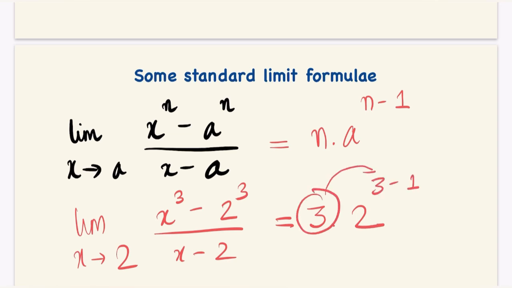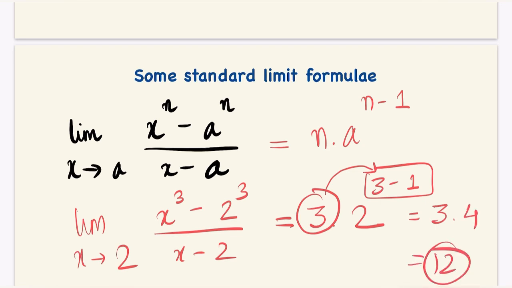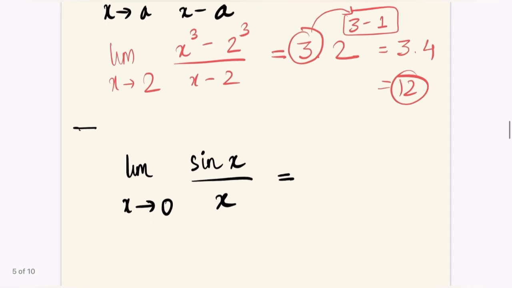So whatever you write here, it should be 1 power less over here. So the answer should be 3 into 2 raised to 2, which is 4. So the answer should be 12, which is exactly what we discussed right now. Let us move on to the next question.